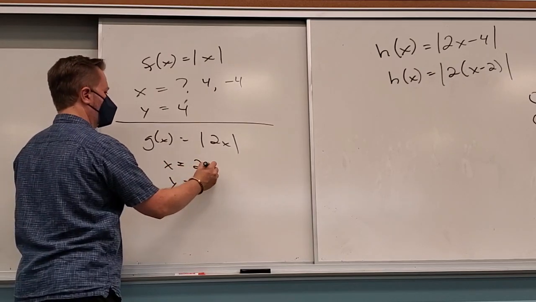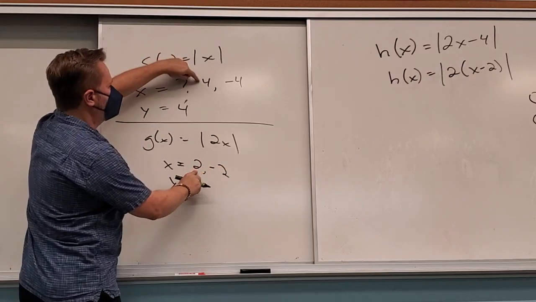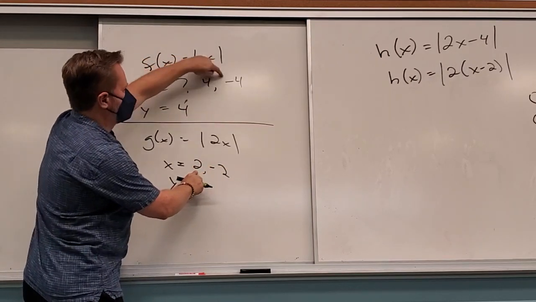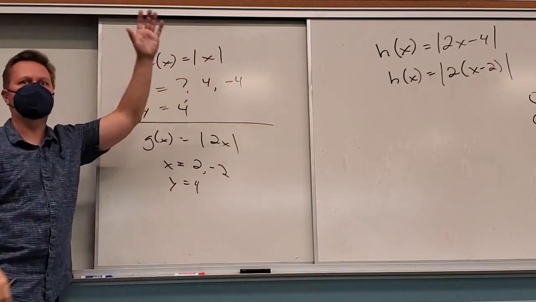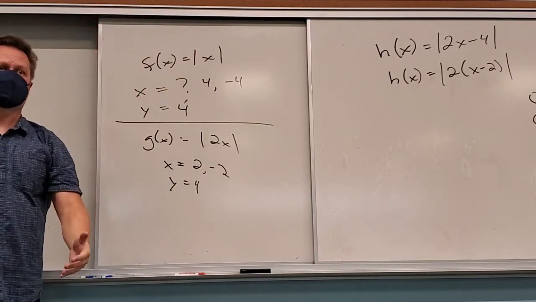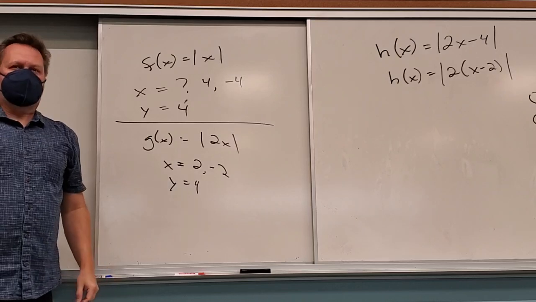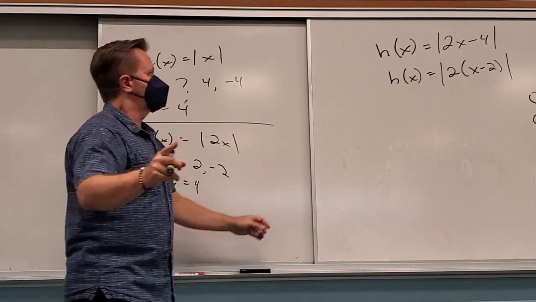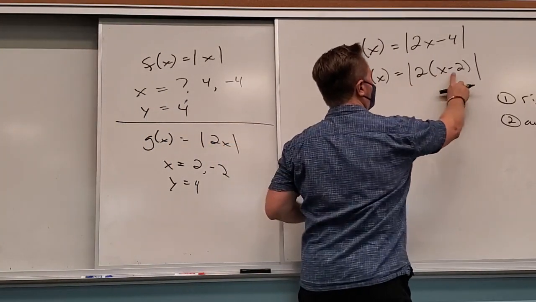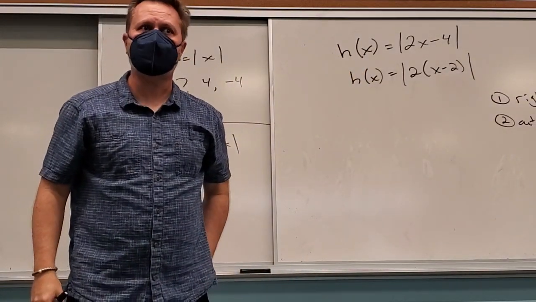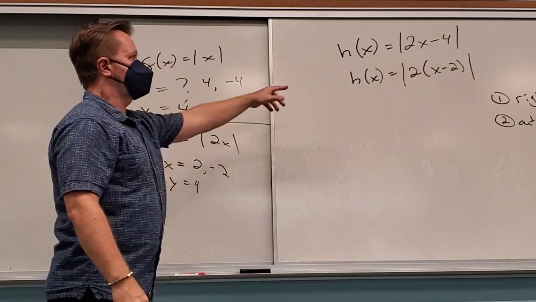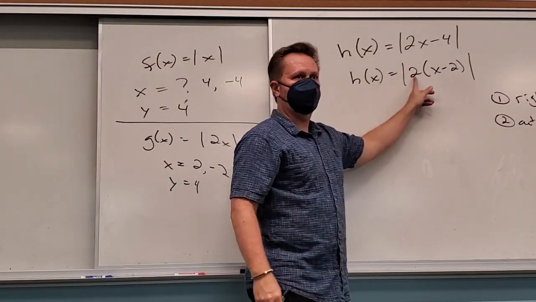2 more. What happened to the inputs? What did I do to this to get here? I cut it in half. If you understand why this means right 2, even though it says minus 2, if you understand that, then you understand this, that that means cut it in half.